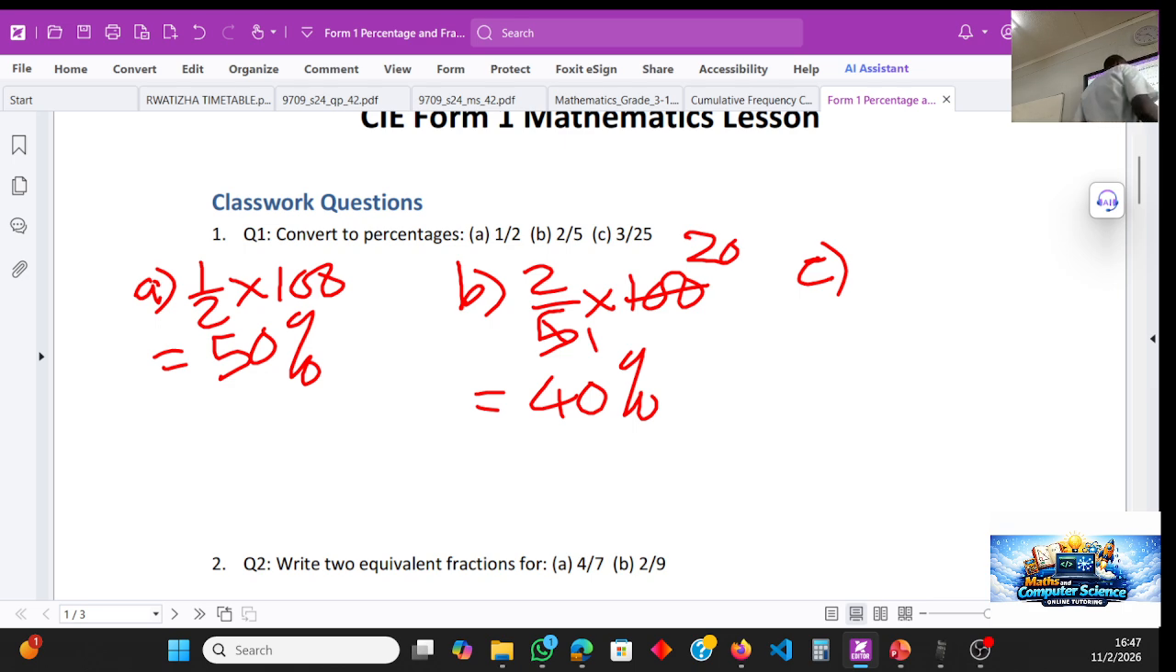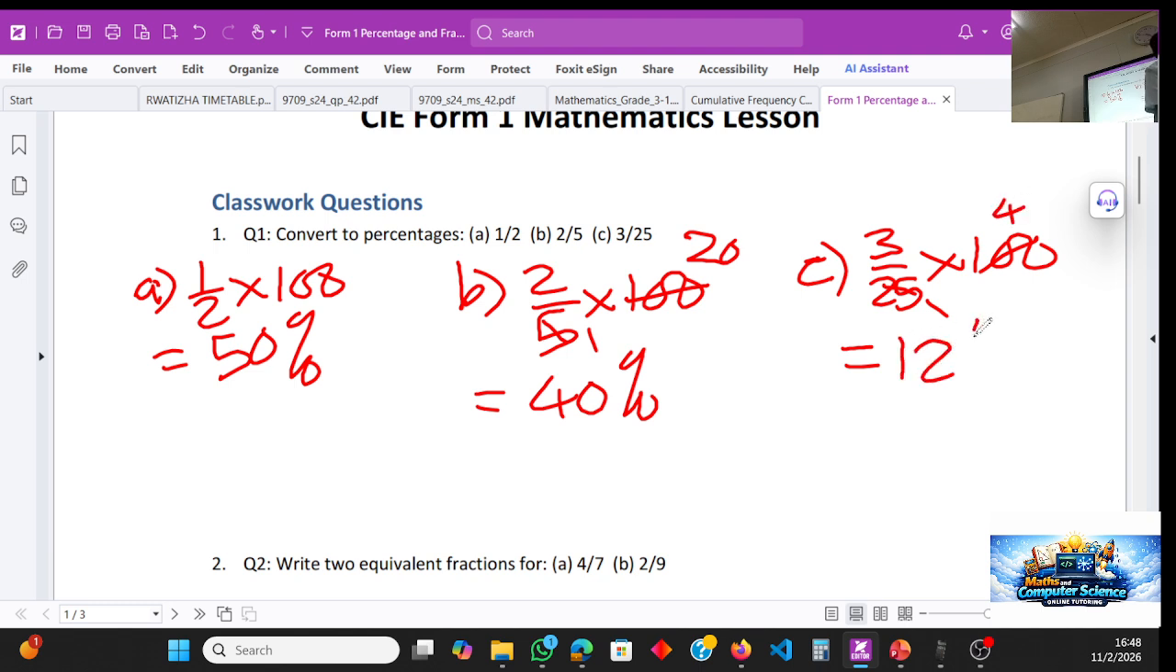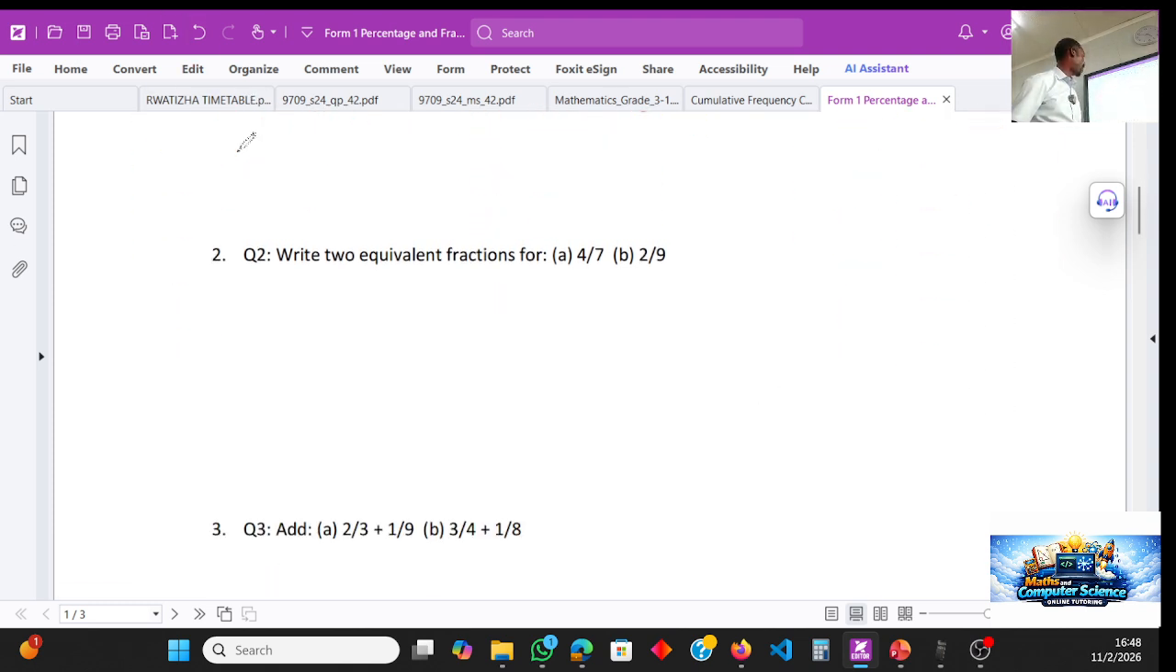Now I'm on the last one, which is C. I have a fraction 3 over 25. So if I'm interested in converting it into a percentage again, I'll as well multiply that by 100. Then we check 25 into 25 is 1, because 25 and 100, they are multiples of 25. So if I divide 100 by 25, again, it will give me 4. Then 4 multiplied by 3, that will be 12. And remember, we are being asked to give our solution as a percentage. Right, so that's all on the first problem.